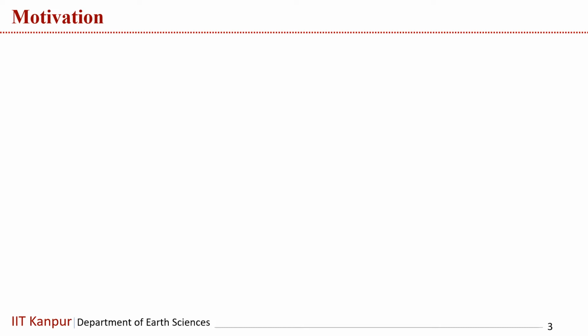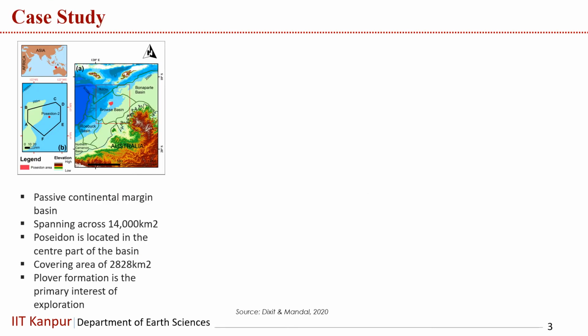Let's understand about the Poseidon field in a little bit more detail. Here you can see the location of the Poseidon, which lies in the central part of Browse Basin. And this is the lithostratigraphy framework of the Browse Basin, where out of all these formations, Plover formation is the target formation for gas exploration and production, which is a fluvial delta stack formation.